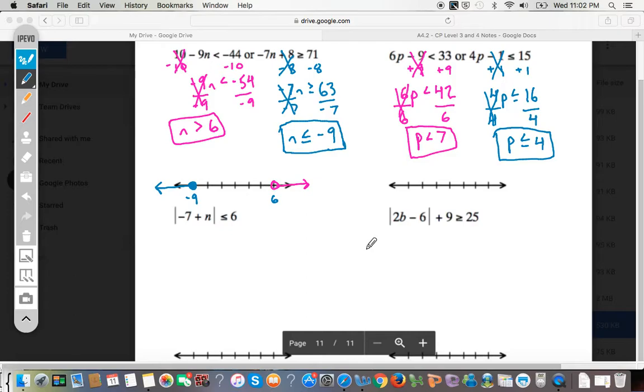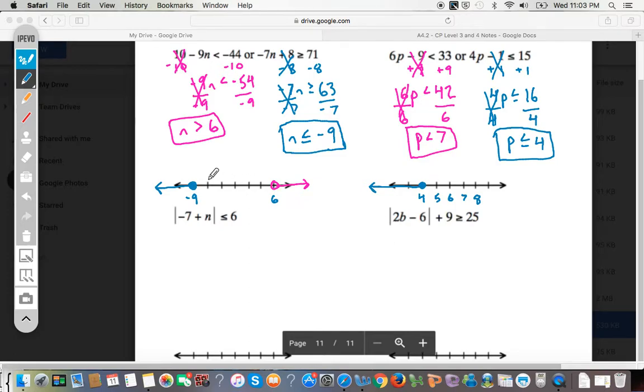Okay? So what I'll do now, I'll put 4, 5, 6, 7, 8. Okay? So let me do this one first. I have p is less than or equal to 4. So it's a closed circle at 4, and I'm heading this way.